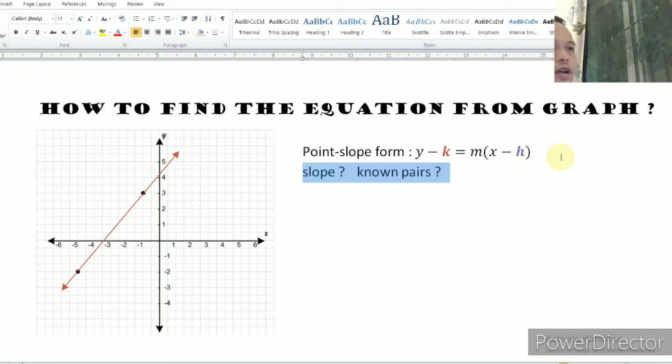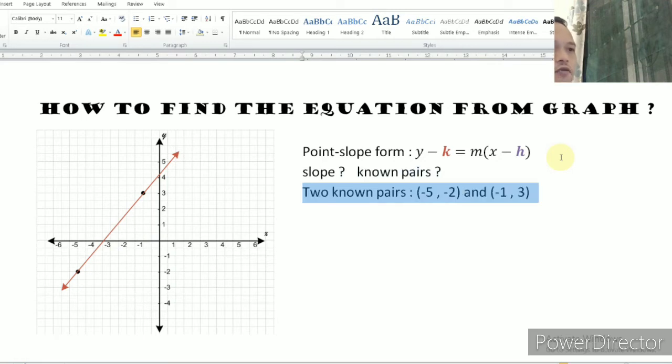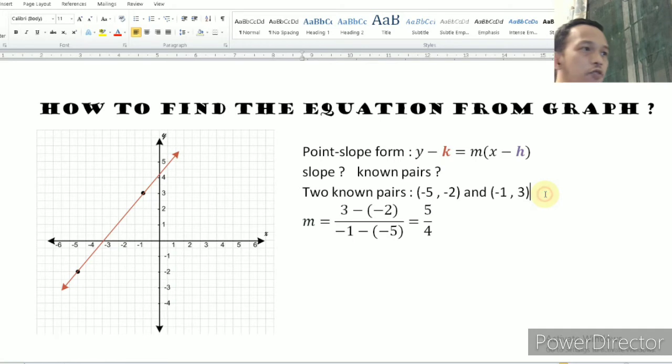So the first thing that we need to find is the slope, and then the known pairs. Why? Since first, we need to find the slope by using the known pairs. If we have two known pairs, which for this example are negative 5 comma negative 2 and negative 1 comma 3, we can find the slope by using the slope formula, right? Delta y over delta x. So if this is the second and this is the first, therefore m equals the second y minus the first y over the second x minus the first x. This one. So I will have the slope equals 5 over 4.